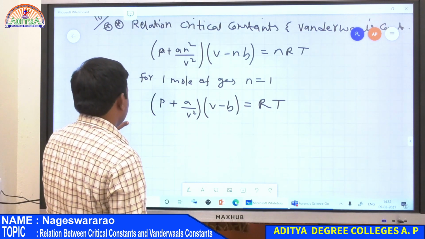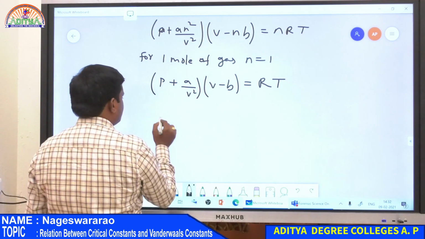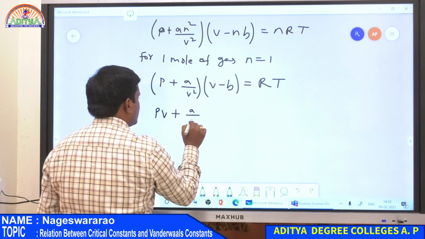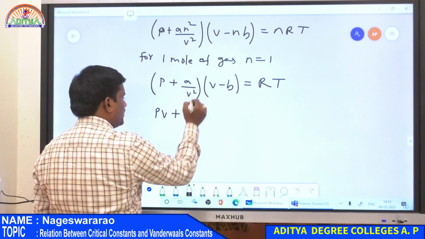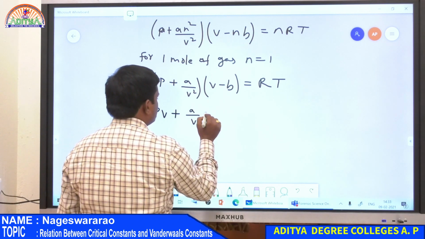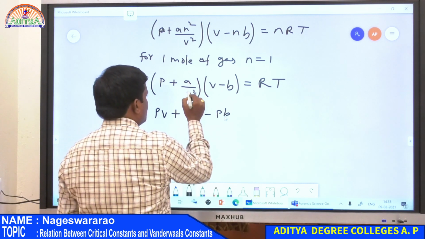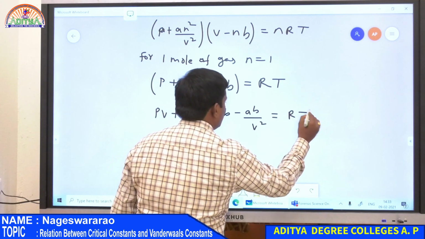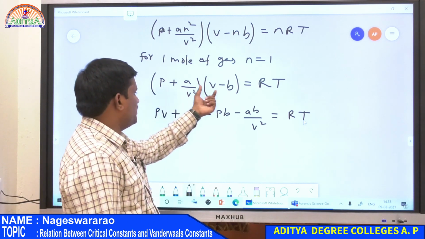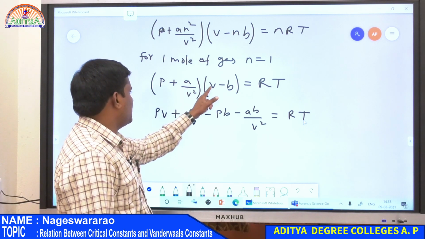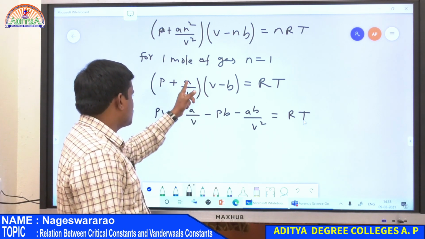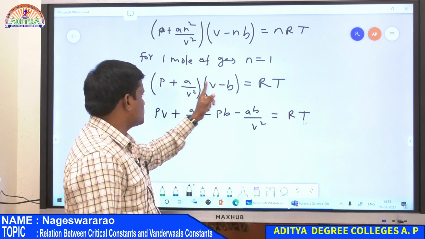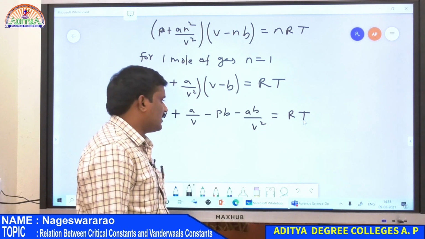Now simply multiply both the terms. So P into V, that is PV, plus aV divided by V square, V gets cancelled, so it becomes a by V. Next, P into minus b, that is minus Pb, and finally a by V square into minus b, that is minus ab by V square, that is equal to RT.